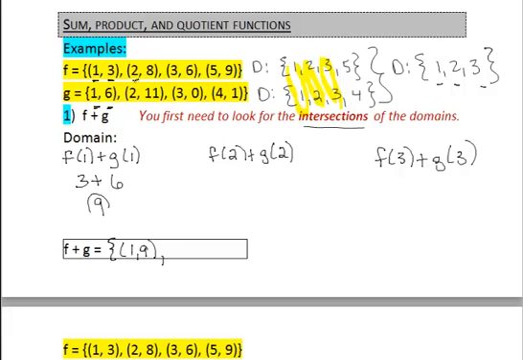So let's try f of 2. f of 2 is 8. g of 2 is 11. And 8 plus 11 is 19. So when you put 2 into the function f plus g, you get 19 out. So that ordered pair will be 2, 19. How about this one? f of 3 is 6. g of 3 is 0. 6 plus 0 is 6. So when you put 3 into the function f plus g, you get 6 out. So your ordered pair will be 3, 6.